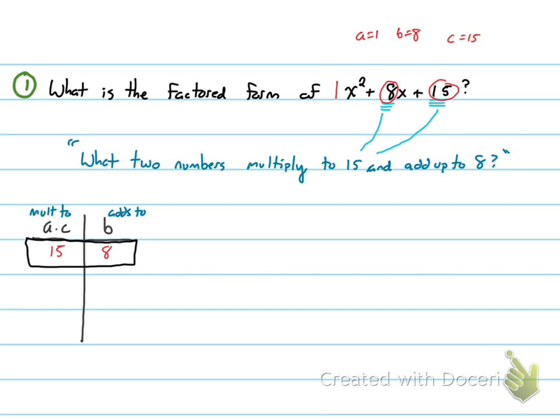So I want to know the factors of 15. I'm going to start with 1 times 15, which obviously gives me 15. Also, 3 times 5 gives me 15. Now I want to figure out what pair of those adds up to give me 8. 1 plus 15 gives me 16, so that's not going to work. 3 plus 5 gives me 8, so those are the two numbers I want to work with. So my final answer would be x plus 3 times x plus 5. If I wanted to double check, I could FOIL this and I would see I get my original problem. In answering our original question, 3 times 5 gives me 15, and 3 plus 5 gives me 8.